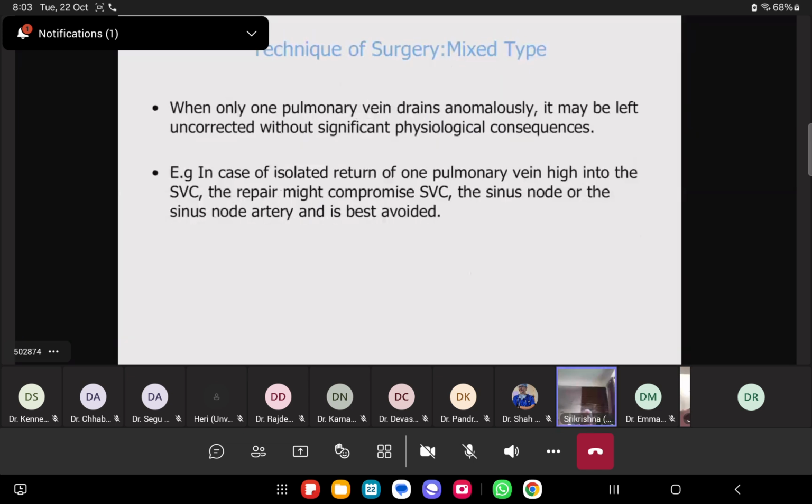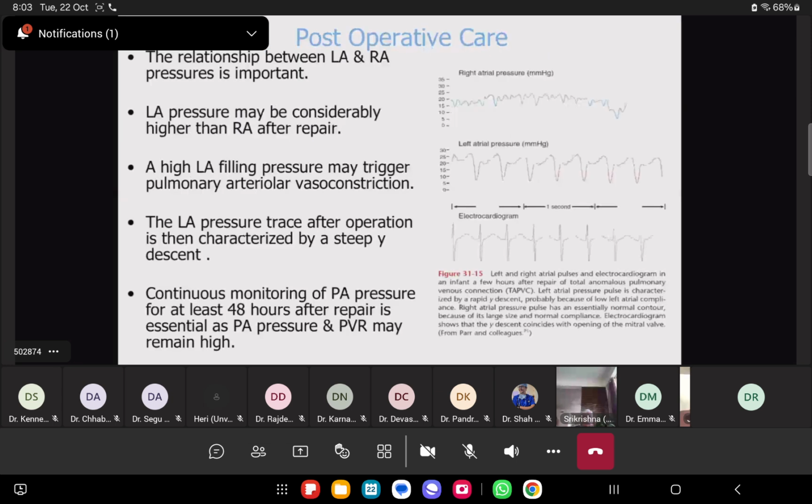When only one pulmonary vein drains anomalously, it may be left uncorrected without significant physiological consequences. In cases of isolated return of one pulmonary vein high into the SVC, the repair might compromise the SVC, sinus node, or sinus node artery and is best avoided.